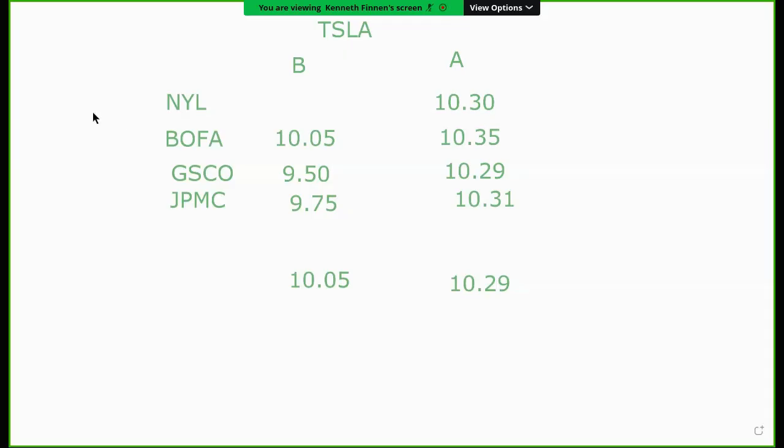So if we go back to this, a market order is you pay the price that's being offered. So this is the equivalent. So the best offer right here is at 10.29.